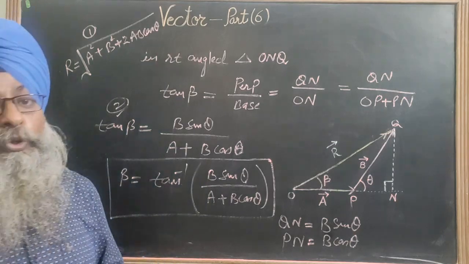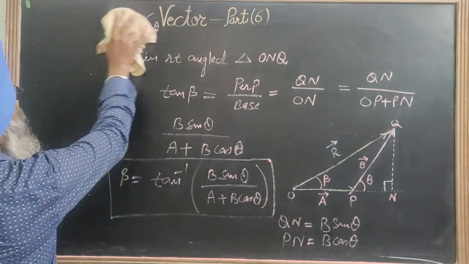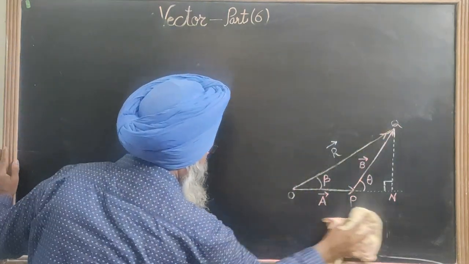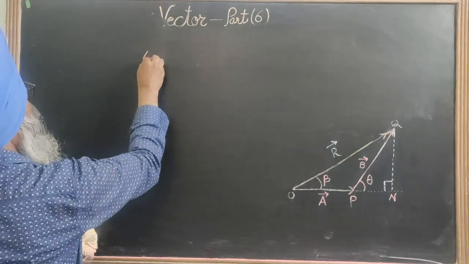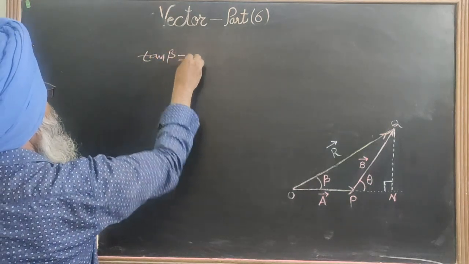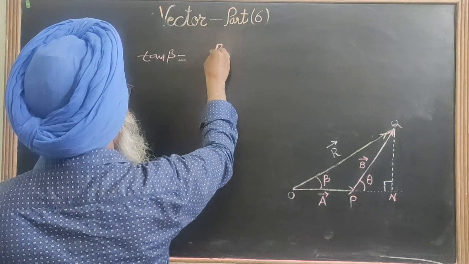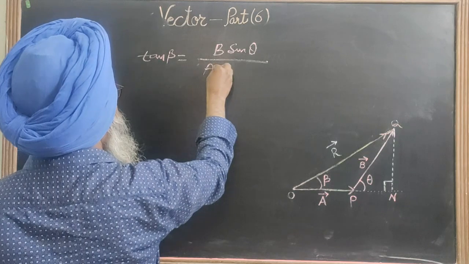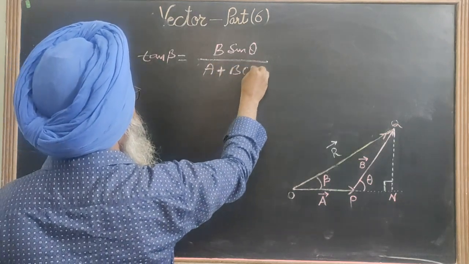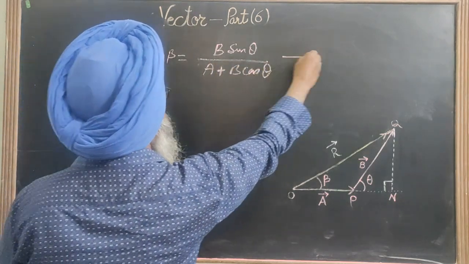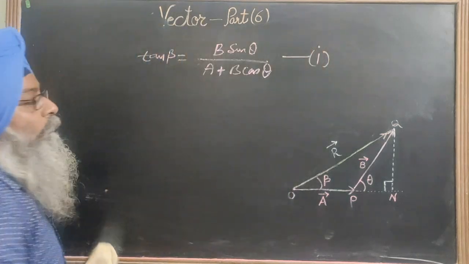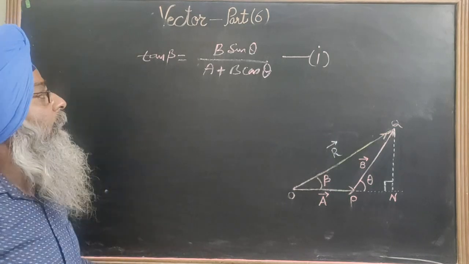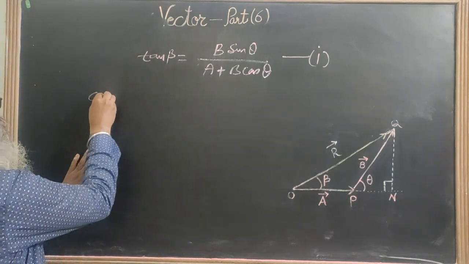Now come to case first. First of all, I will write the formula. Tan beta is equal to B sin theta divided by A plus B cos theta. Now this is our main formula to calculate the direction of the resultant vector.